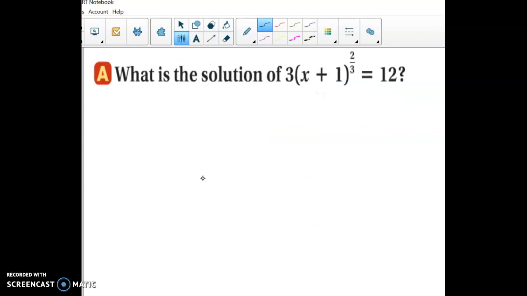All right, let's try a fraction exponent one. Pause the video, give it a shot. All right, so we are going to use the reciprocal power, but this is our base exponent. So before we do anything else, we want to get that alone by dividing everything by 3, right? So that we have the base, which is x plus 1, to the exponent of 2/3 isolated.